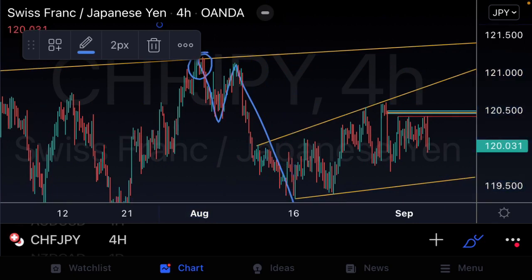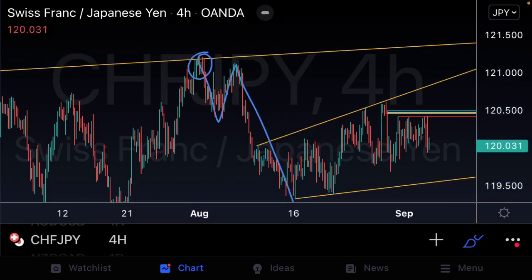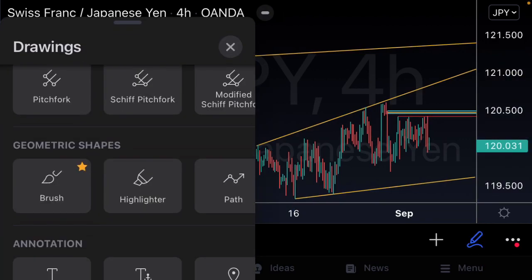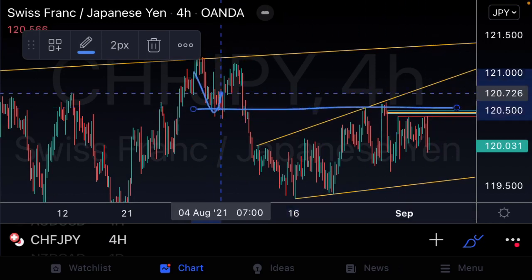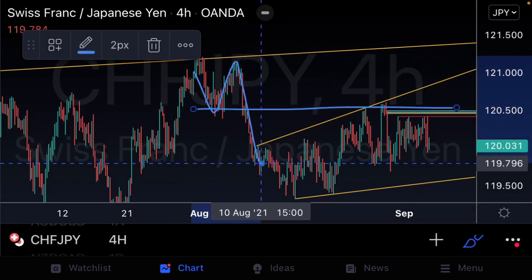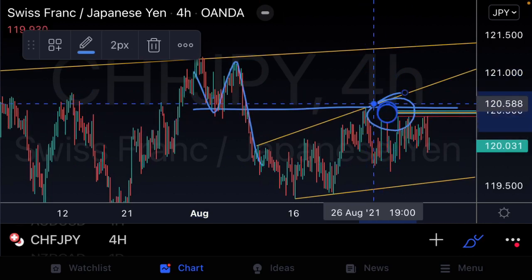So after we've had this move to the downside, what we've then seen is price kind of entering some sort of a sideways moving market. So market's reacting from this previous support area that market broke below, we've seen a reaction from this area over here.